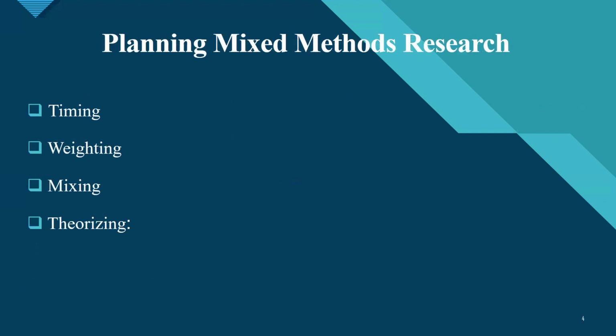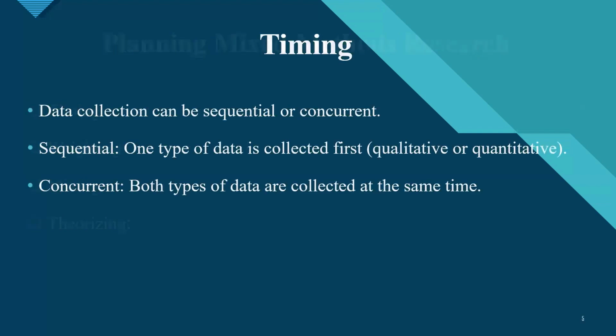Now, when planning a mixed method study, researchers need to consider four crucial aspects. Number one, timing. Number two, weighting. Number three, mixing. And number four, theorizing. Timing of data collection.